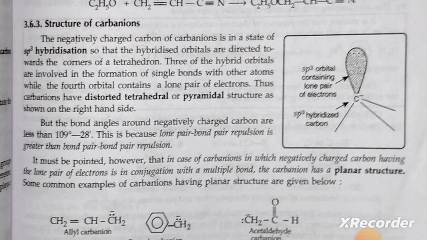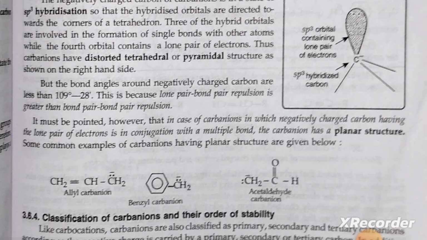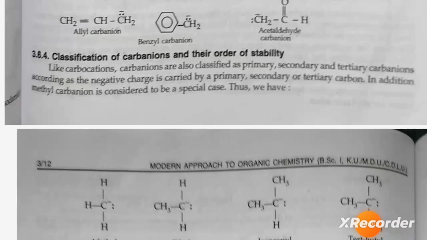It must be pointed out, however, that in carbanions in which the negatively charged carbon having the lone pair of electrons is in conjugation with a multiple bond, the carbanion has a planar structure. Some common examples of carbanions having planar structure are given below: allyl carbanion, benzyl carbanion, acetaldehyde carbanion.